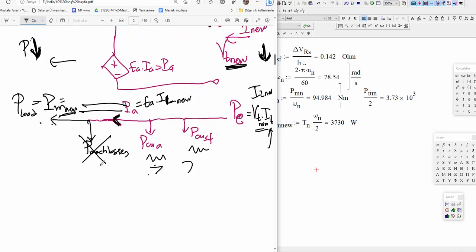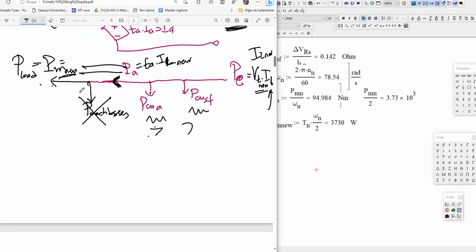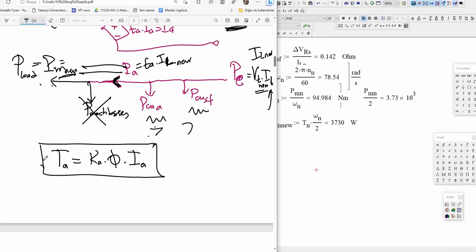Let's talk on torque and current relation. Torque in general is equal to an armature coefficient times field times armature current. That is the torque expression induced in armature. If there is no friction, it is equal to mechanical output, under mechanical losses neglected. Okay.